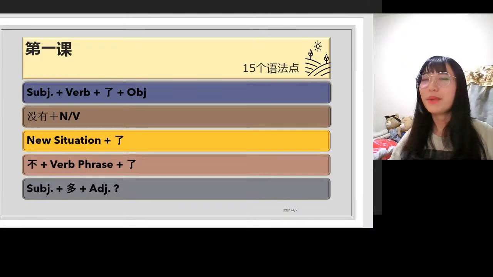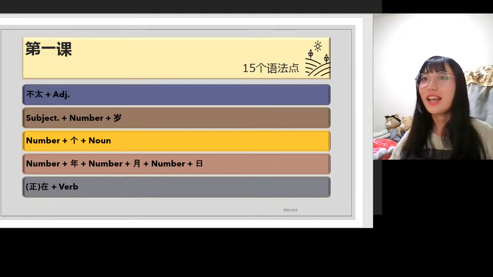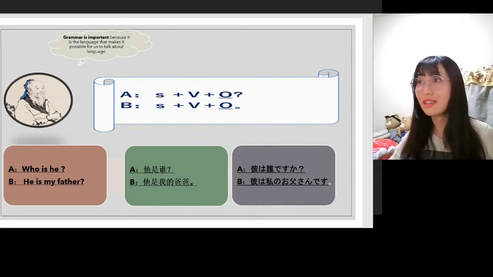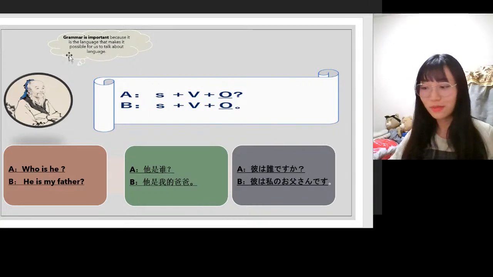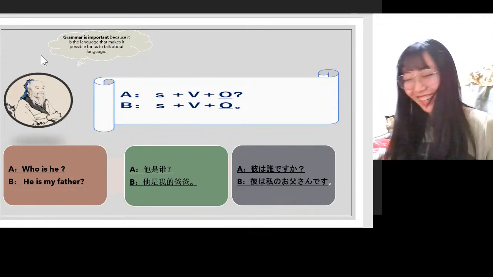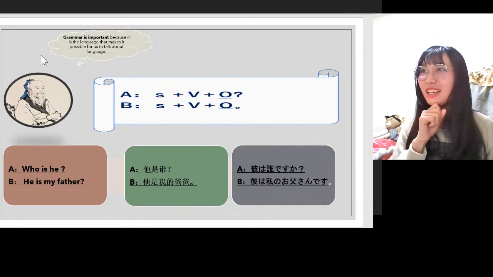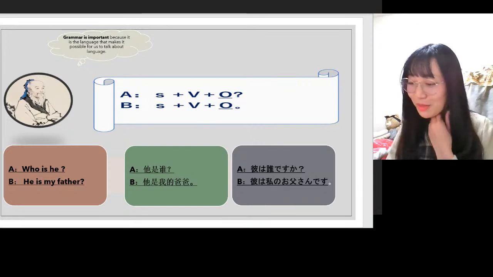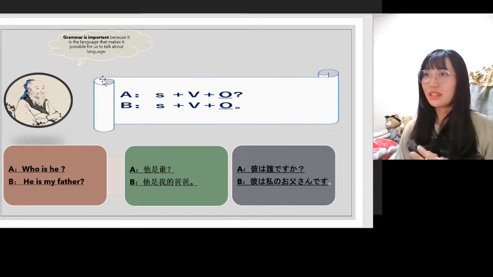And today, first, I'm going to teach you that grammar is important because it is the language that makes it possible for us to talk about language. Without grammar, words cannot become language. Okay. So what's the basic grammar?